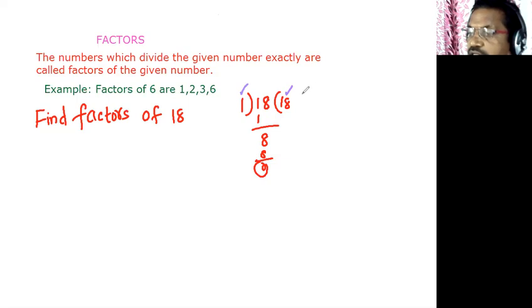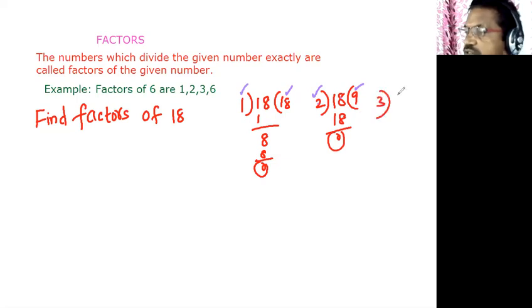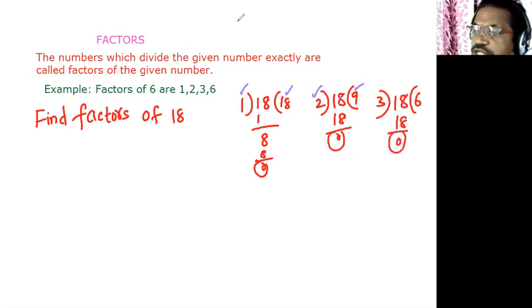Now let's take 2. 2 times 9 is 18. So remainder is 0. Therefore, 2 is also a factor of 18 and 9 is also a factor of 18. Now let us take 3. 3 times 6 is 18. So we got remainder 0. So 3 is a factor of 18 and 6 is also a factor of 18.